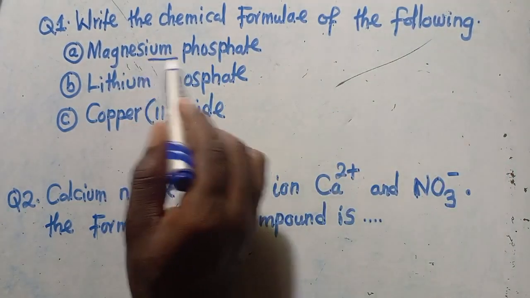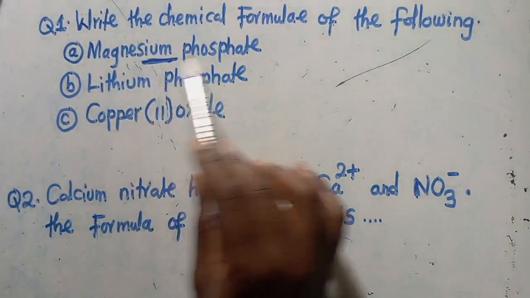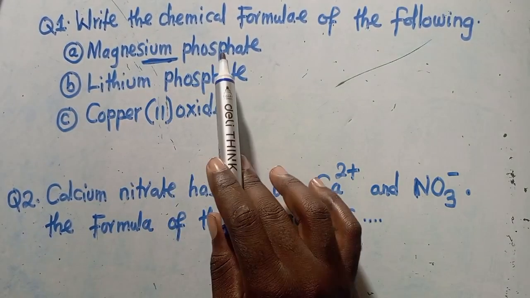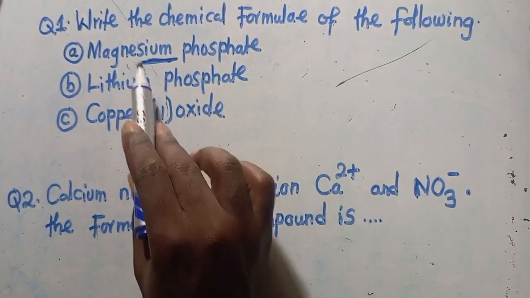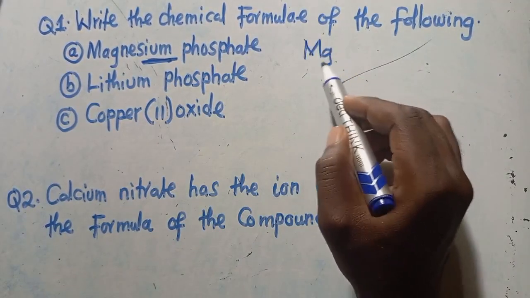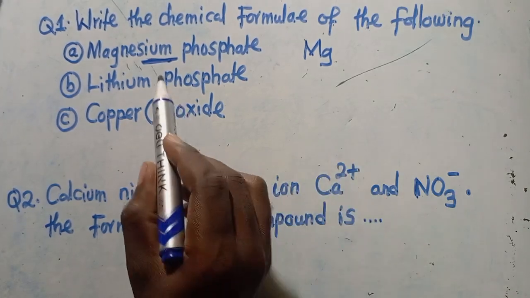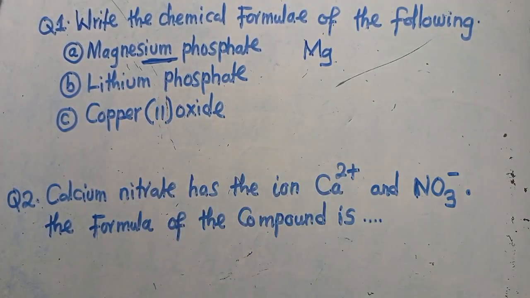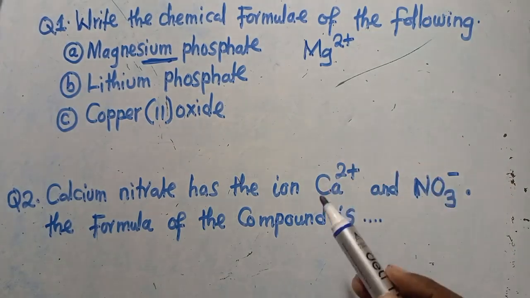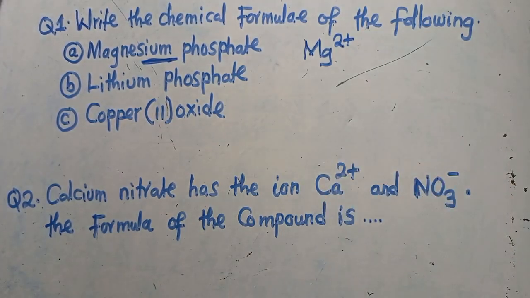The first one that is given is called magnesium sulfate. Before you write the chemical formula for this one, you first need to say, okay, magnesium, you know that on the periodic table, it is written like this, and it is in group 2. Those elements in group 2 have a valence of 2 positive, meaning that they lose electrons for them to be stable. This is what you are supposed to know.